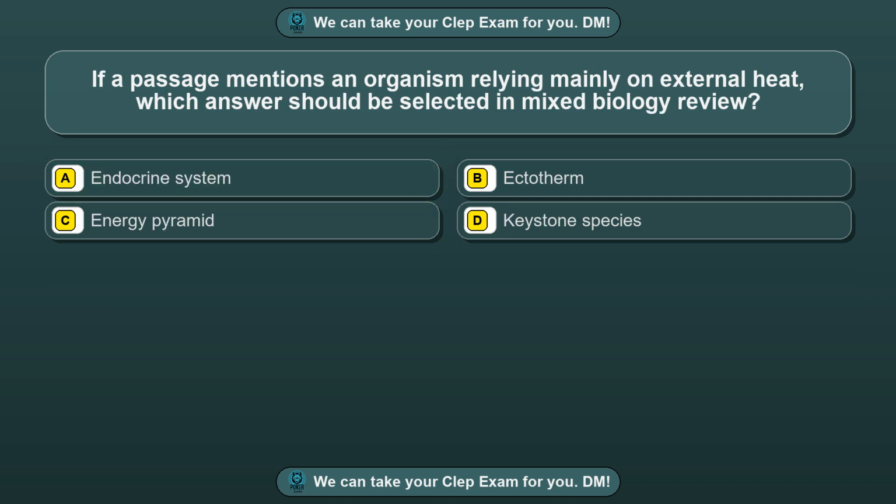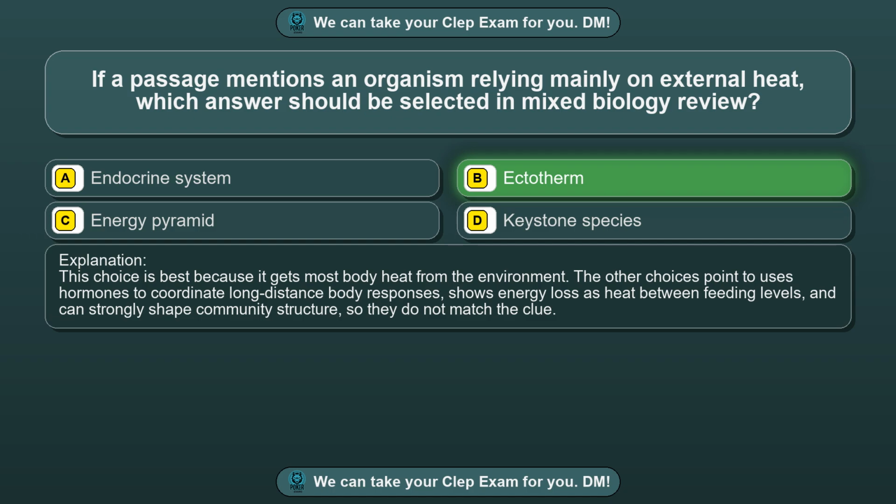Question 56. If a passage mentions an organism relying mainly on external heat, which answer should be selected in mixed biology review? Option A, endocrine system. Option B, ectotherm. Option C, energy pyramid. Option D, keystone species. The correct answer is option B, ectotherm. This choice is best because it gets most body heat from the environment. The other choices point to uses hormones to coordinate long-distance body responses, shows energy loss as heat between feeding levels, and can strongly shape community structure, so they do not match the clue.